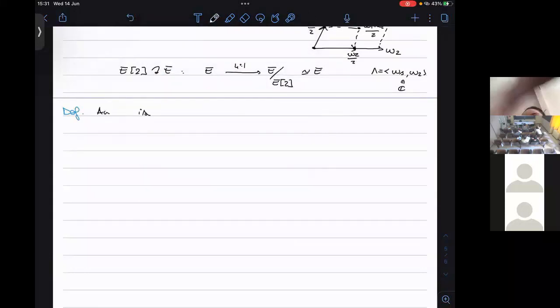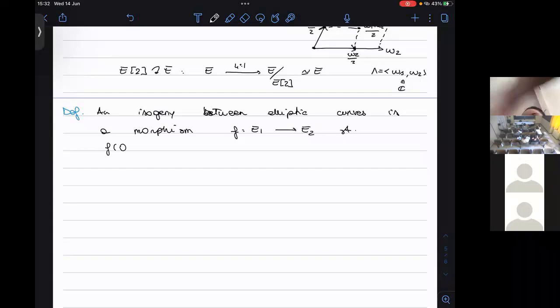So an isogeny between elliptic curves is a morphism F from E1 to E2 that preserves the structure of the group. So it sends the 0 of the group law to the 0 of the other group law. Sorry, maybe I didn't say it before, but the 0 of the group law that I defined above is exactly the infinite point. I denote it by 0 for that reason, okay? And here I assume that F is not constant in the definition.